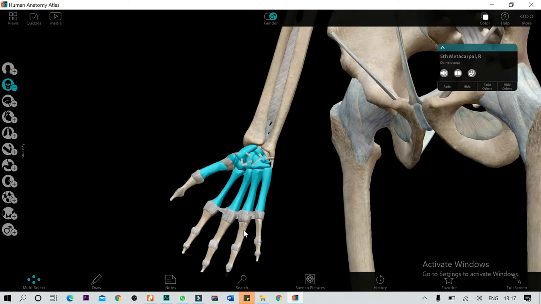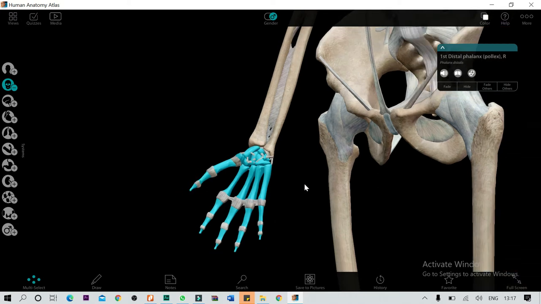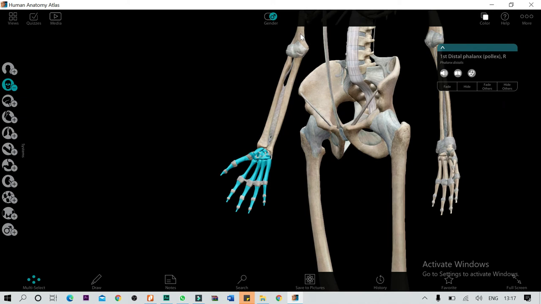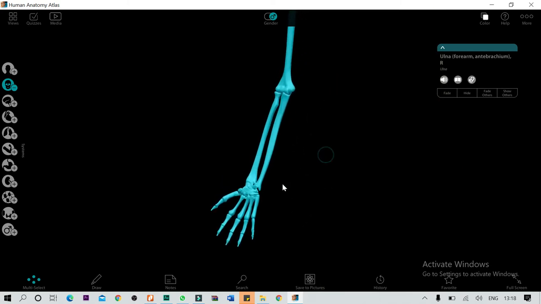Okay, then 14 phalanges. In each finger there are 3 phalanges, 1, 2 and 3, and in the thumb there are 2 phalanges, 1 and 2. So the total number of phalanges is 14. So the upper limb possesses the humerus, radius, ulna. Okay, these are the bones of the upper limbs: humerus, radius, ulna. Then it possesses the carpals, then 5 metacarpals, and then phalanges.